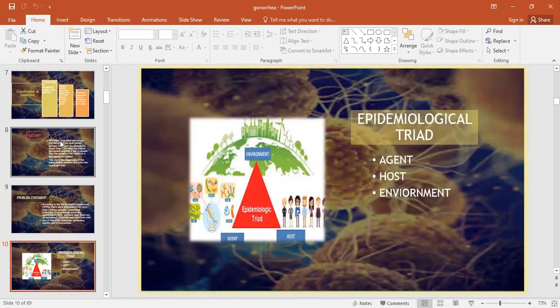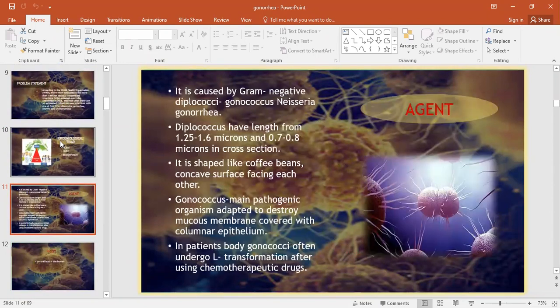Now the epidemiological triad, which consists of agent, host, and environmental factors. Number one is the agent factors. It is caused by the gram-negative diplococci, Neisseria gonorrhoeae. Diplococci have a length of 1.25 to 1.6 microns and 0.7 to 0.8 microns in cross-section. It is shaped like a coffee bean, with concave surfaces facing each other. Gonococcus is the main pathogenic organism adapted to destroy the mucous membrane covered with columnar epithelium. In patients' bodies, gonococci often undergo L transformation after using chemotherapeutic drugs.